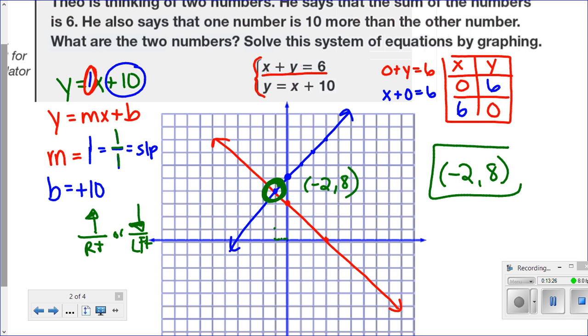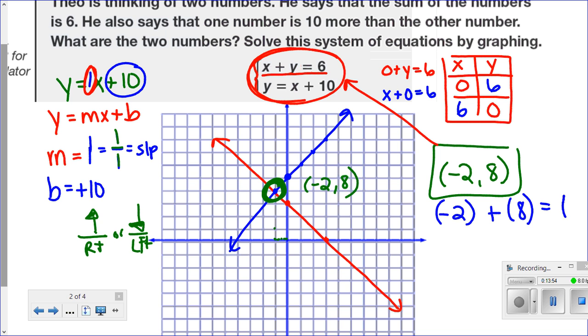So if you would like to give a solution to this problem, you can put it in point form. What question does that answer? Well, we wanted to know what the two numbers are. So if we were to take these two numbers and put them back into these two equations, those two numbers should satisfy those two equations. So for example, negative 2 plus 8 should equal 6. And if these are different signs, we're going to subtract and we're going to take the sign of the larger number. So yes, that does work.